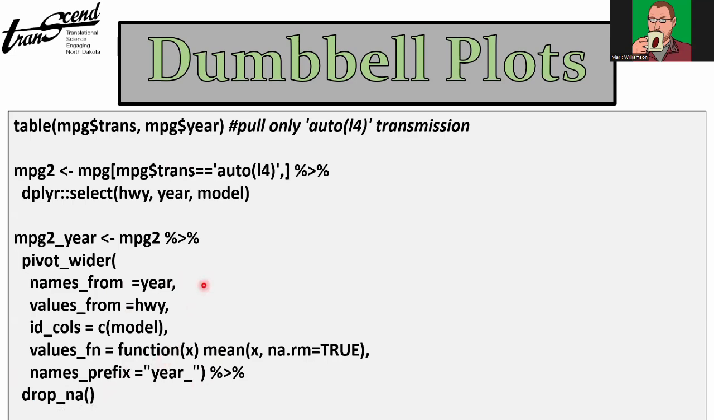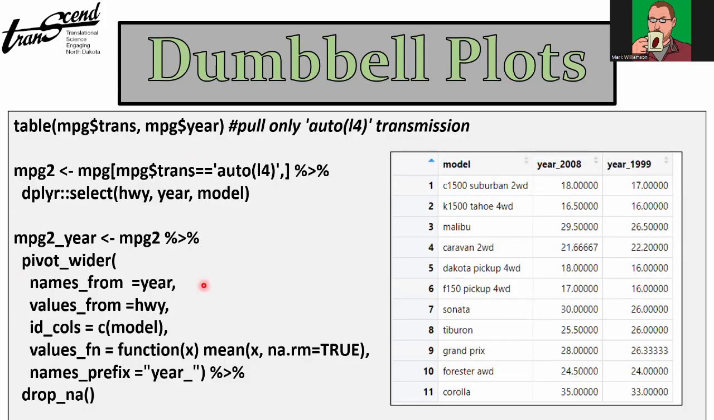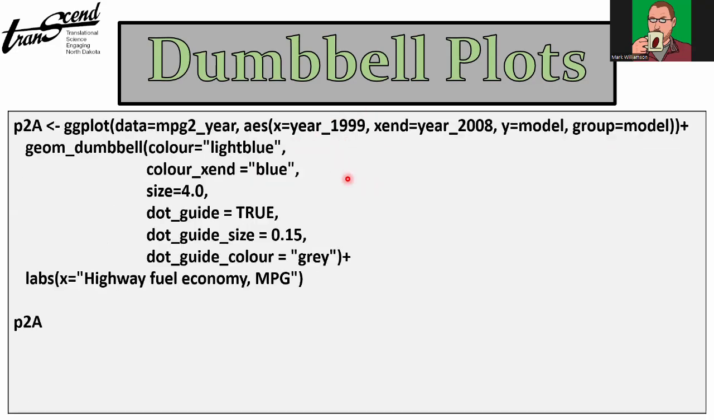That's a little confusing here. Definitely look at the references if you want to look at another example of this. However, it helps to just sort of visualize the table we get out at the end. So what we get out is 11 models that have the highway mileage from 2008, and then also in a separate column from 1999, so we can actually compare the two and use it with a dumbbell plot. And again, I subsetted this by only using ones with auto for transmission.